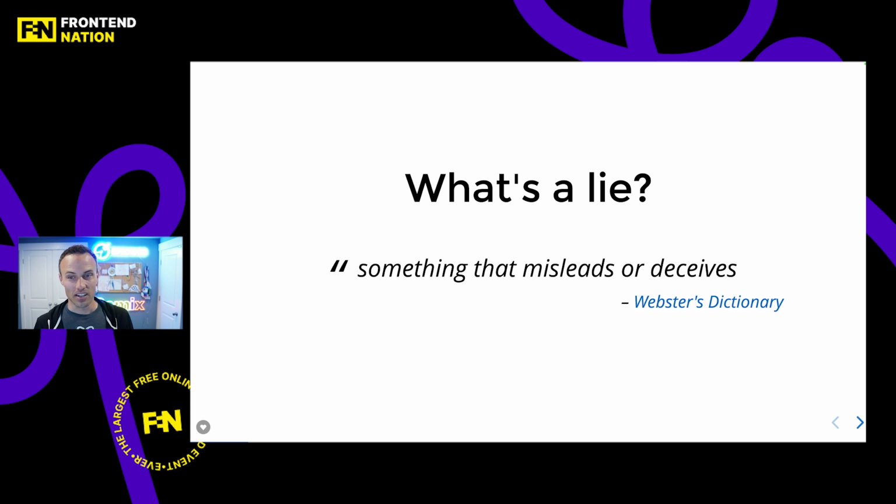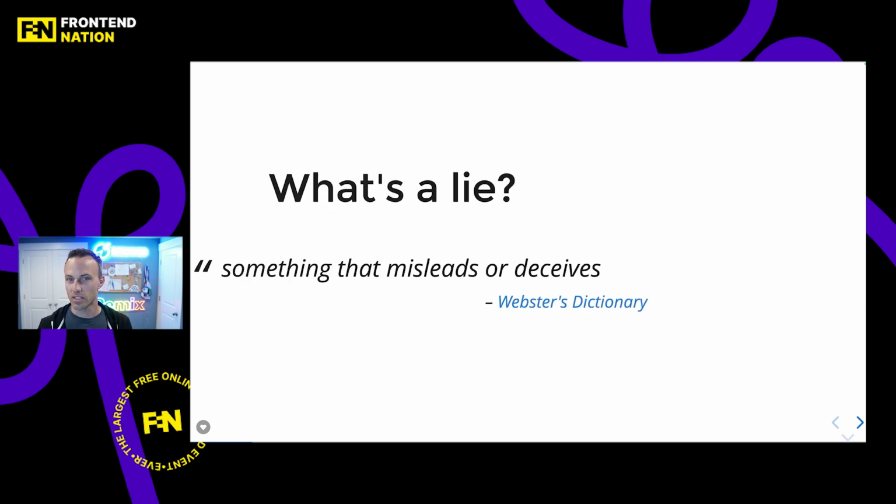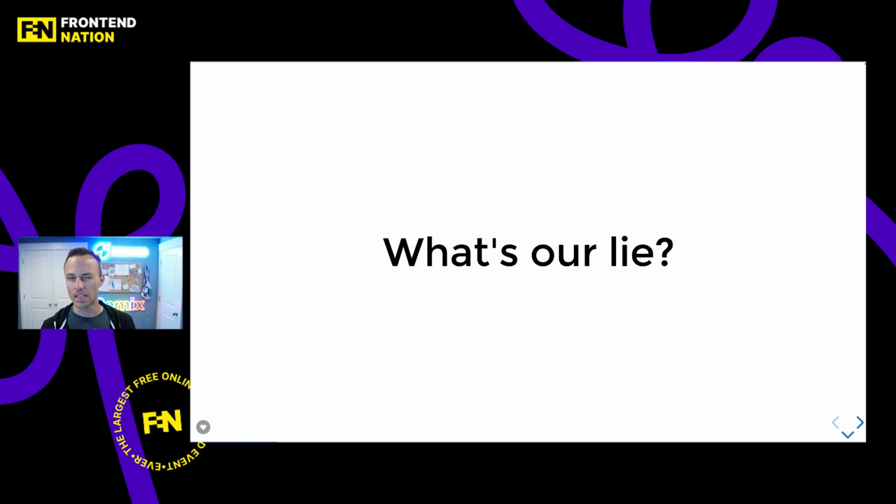All right, let's get started into things. The title of the talk is Stop Lying to Your Users. So I'm implying that you are lying to your users. How dare I? So let's start with what a lie is. Webster's Dictionary defines a lie as something that misleads or deceives. So the question is, what is our lie? What's the lie that I am suggesting we are telling to our users? So let's look at a couple of examples of this lie, and maybe you can figure out what I'm trying to get us to stop doing.